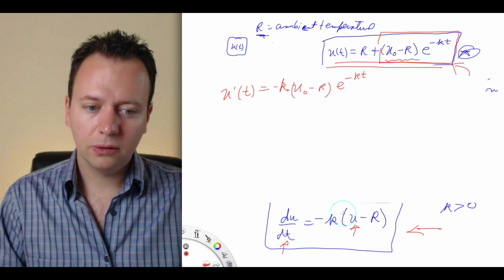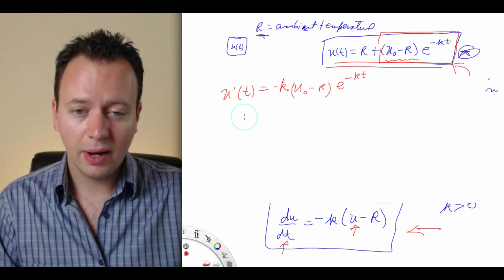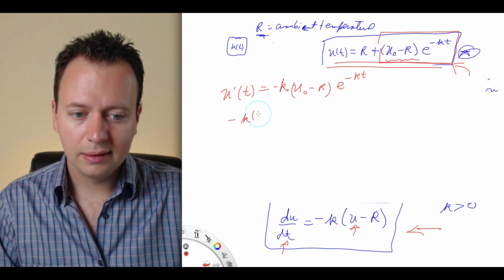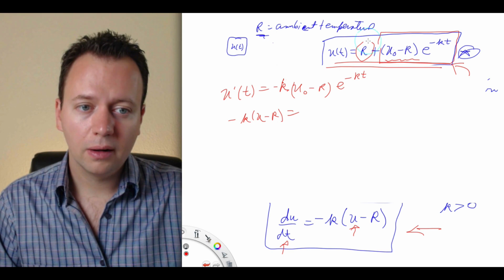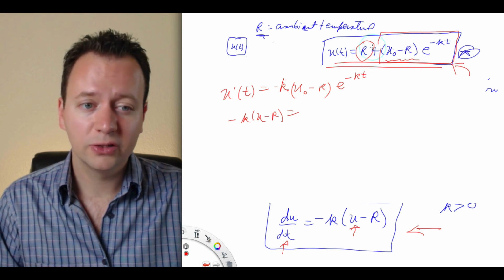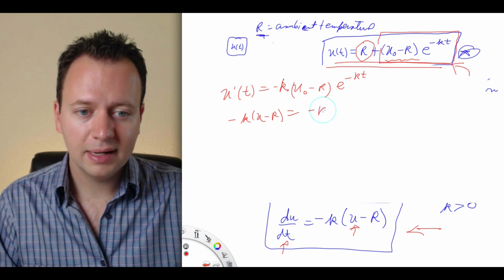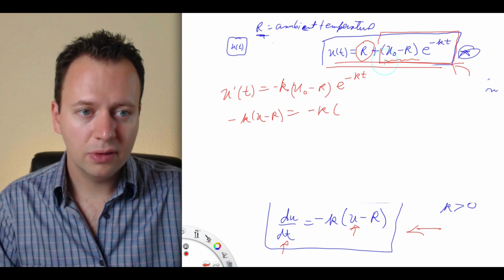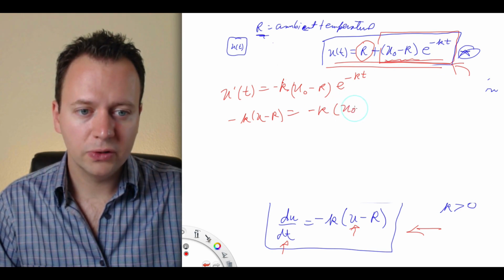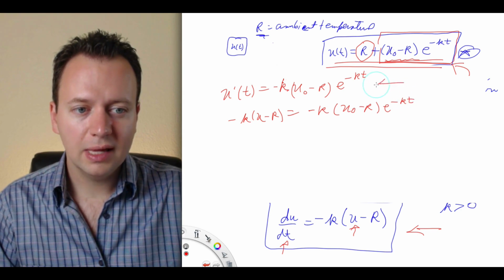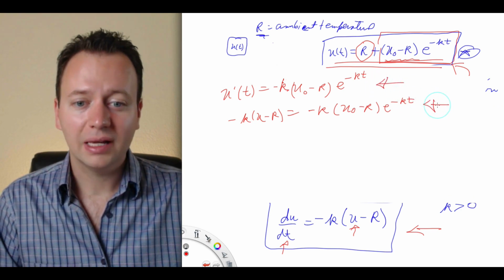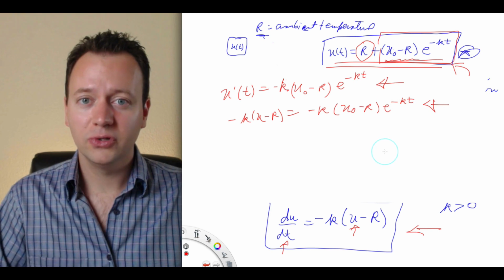Okay, so now let's look at the right-hand side. The right-hand side is minus k times u minus r. Here u has a plus r, so when I subtract r, I just get minus k times u0 minus r times e to the minus kt. So you'll see that u prime of t actually equals minus k times u minus r.